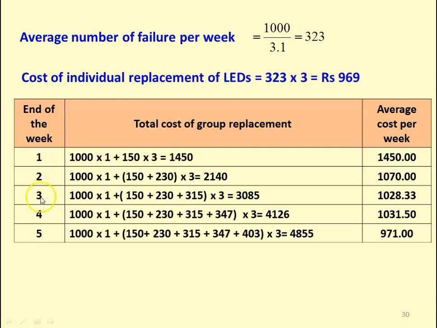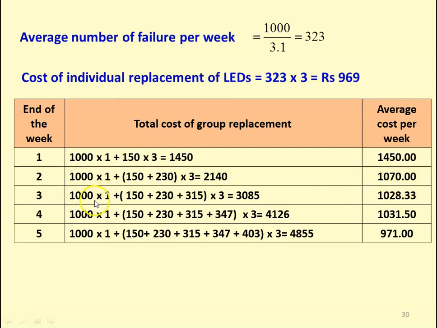So there are 5 weeks, 1, 2, 3, 4, 5. And we calculate the average cost per week. So for the total cost of replacement, 1000 into 1 plus 150 into 3 equal to 1450 divided by 1 equal to 1450. For end of second week, 1000 into 1 plus 150 plus 230 into 3 equal to rupees 2140 divided by 2 equal to 1070.